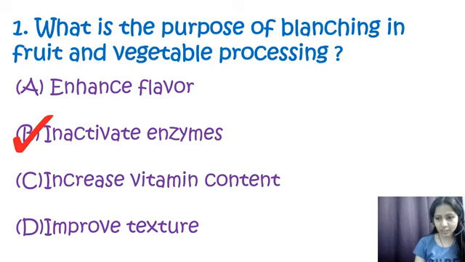One thing you should note over here is that this process even helps to preserve the color, texture and nutritional values of the fruits and vegetables. So enhance the flavor and improve the texture, these two are also characteristics, but the most important one is that blanching means to inactivate the enzyme. This is the most appropriate answer over here, and it does not increase the vitamin content. So C is not the correct one, but it helps to preserve the color, flavor and nutritional values also. So the most appropriate one is B, that it inactivates the enzyme.